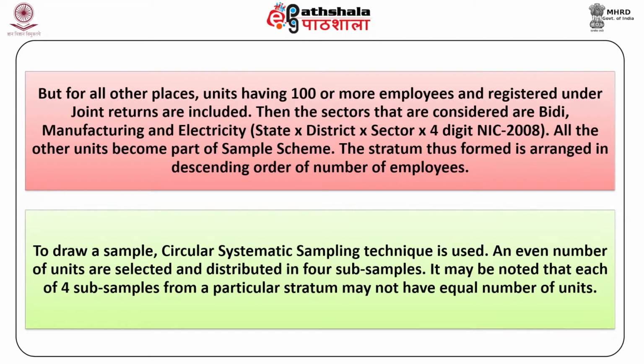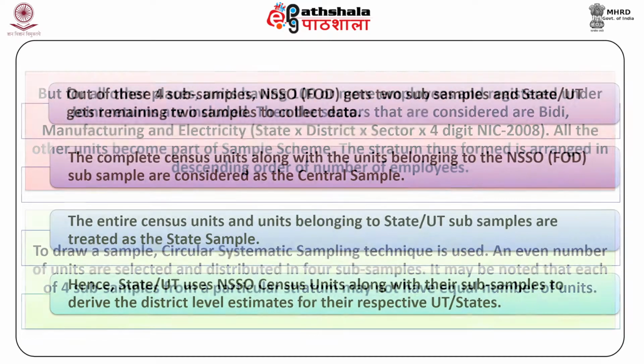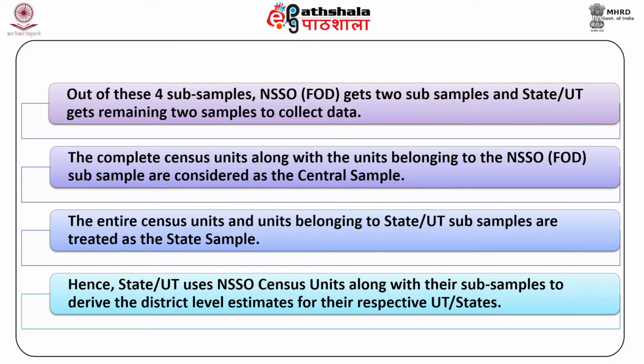To draw a sample, the circular systematic sampling technique is used. An even number of units are selected and distributed in 4 subsamples. It may be noted that each of the 4 subsamples from a particular stratum may not have an equal number of units. Out of these 4 subsamples, NSSO gets 2 subsamples and the state UT gets the remaining 2 subsamples to collect the data.